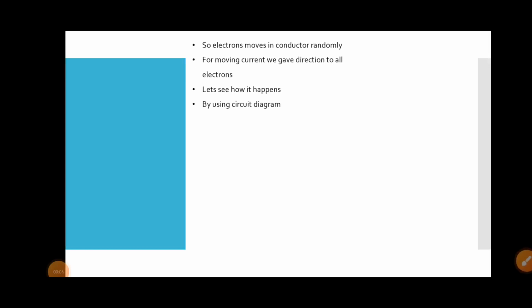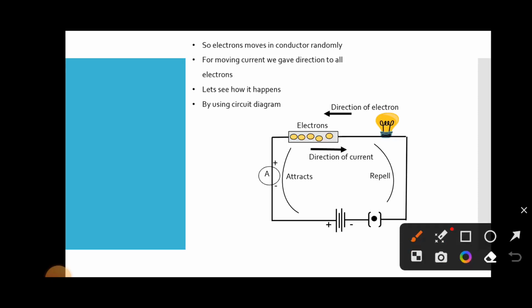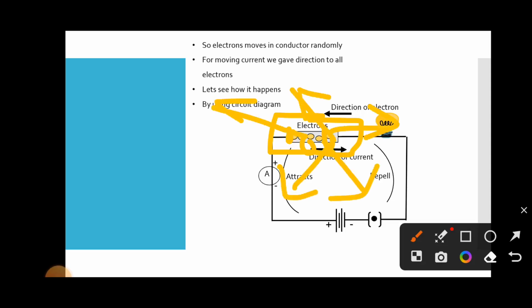Electrons move in a conductor randomly. For current to flow, we give a direction to all the electrons. Let's see how it happens by using a circuit diagram. As we see in the circuit, if we take a conductor in which the electrons can move randomly, their direction is anywhere, they move randomly everywhere.